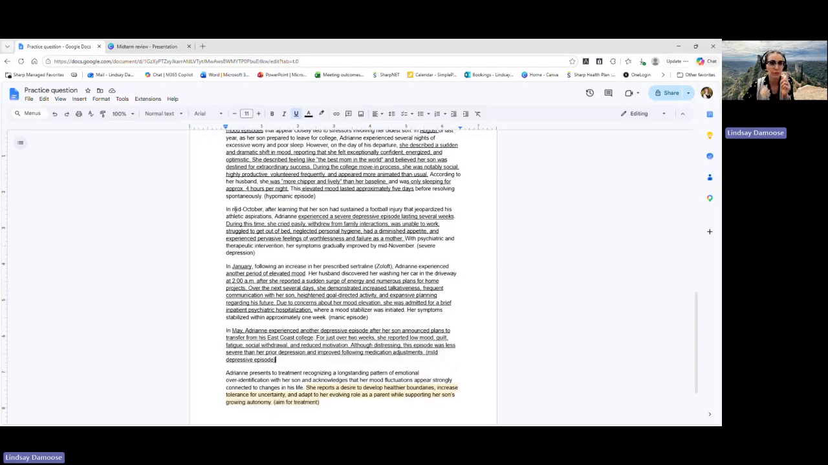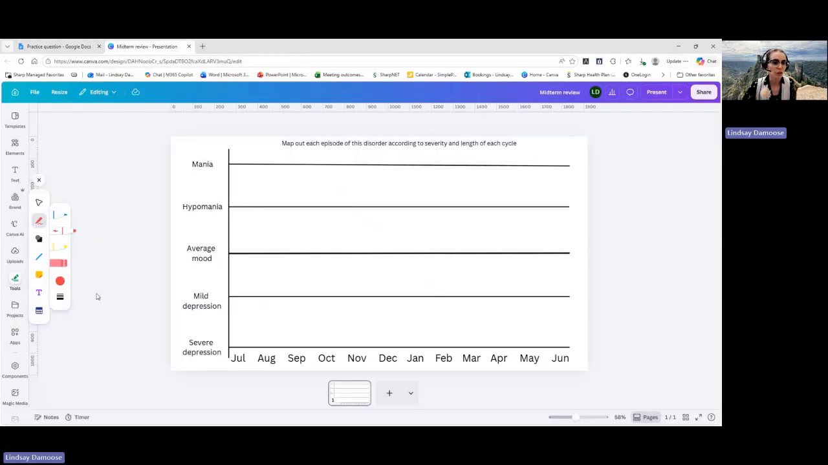Okay, so we have 4 specific mood episodes within a 12-month period of time. I'm recording this on a Friday afternoon, my apologies. A 12-month period of time. So we want that to show up in terms of her mood. So this is what you're going to chart.